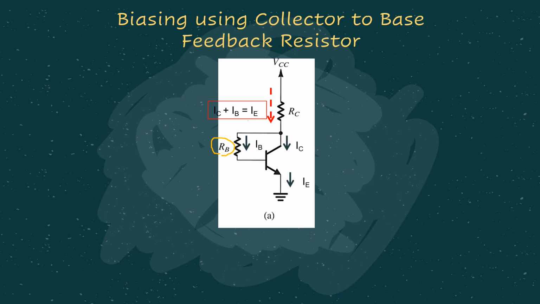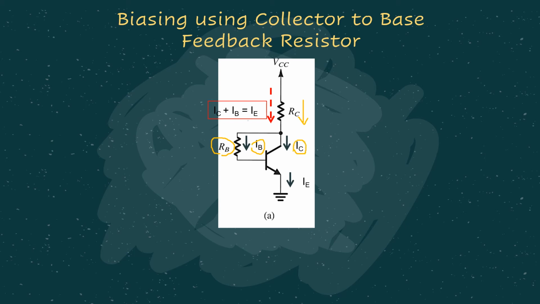Then it is just a simple circuit. The tricky part for this particular circuit is just the current arrangement, because as we know, if let's say we have current flowing through RC, this current will be split into two, into IB and as well IC.